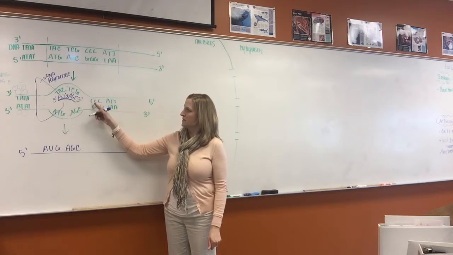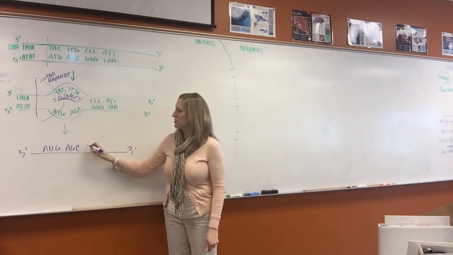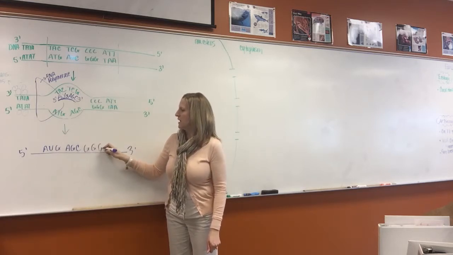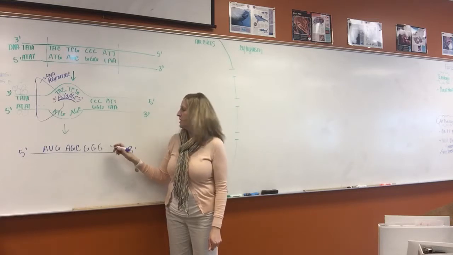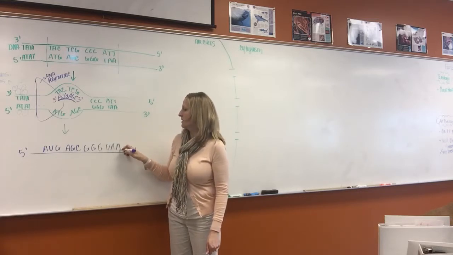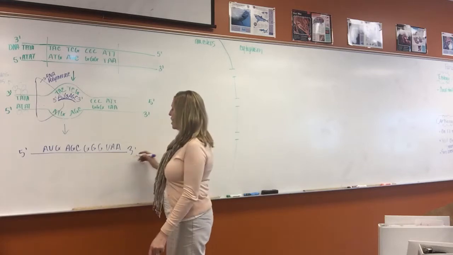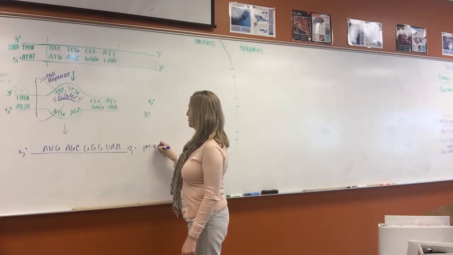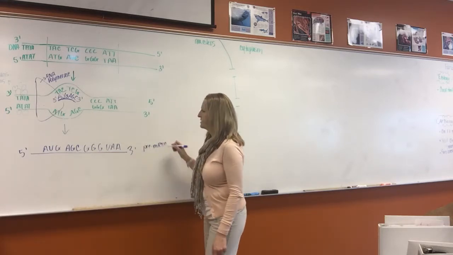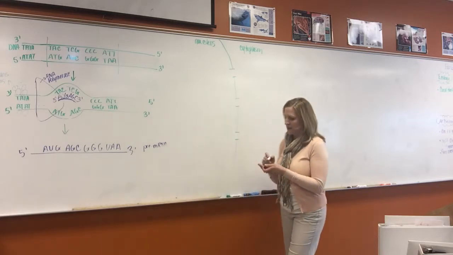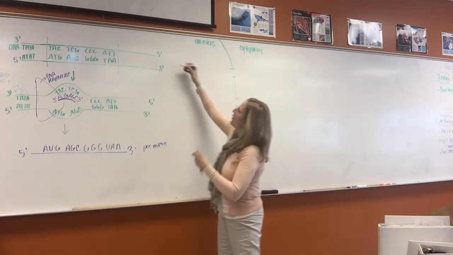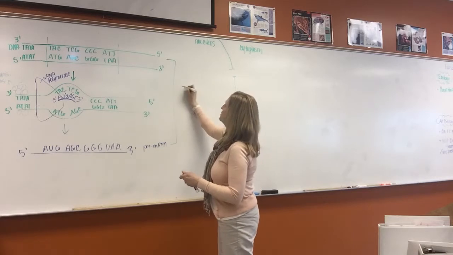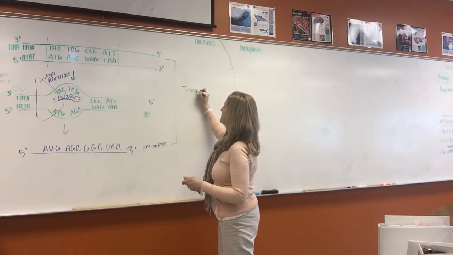The next DNA is CCC, so it would be GGG. And the last one would be UAA. So this we call our pre-mRNA strand in eukaryotic cells. So from right here to right here, what we just did is transcription.